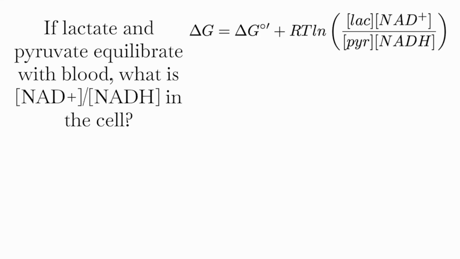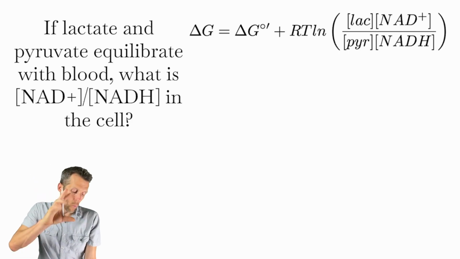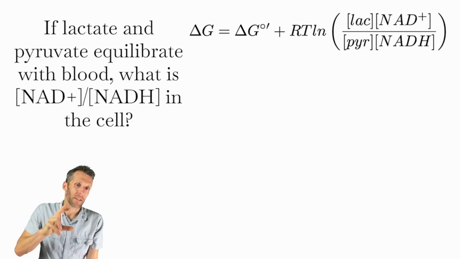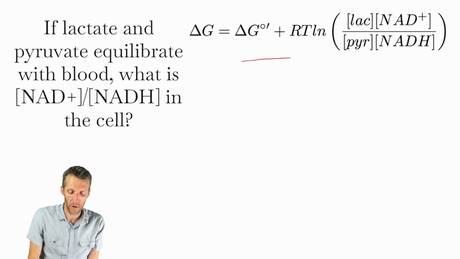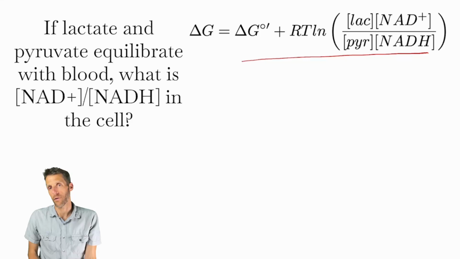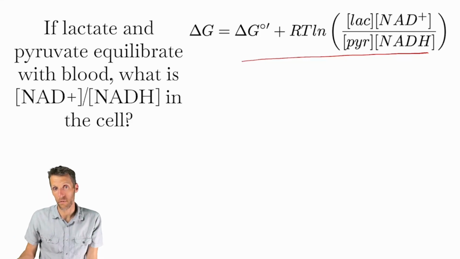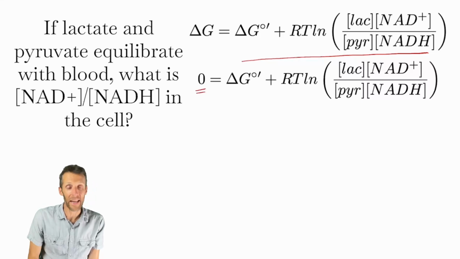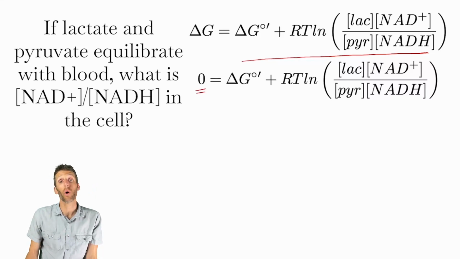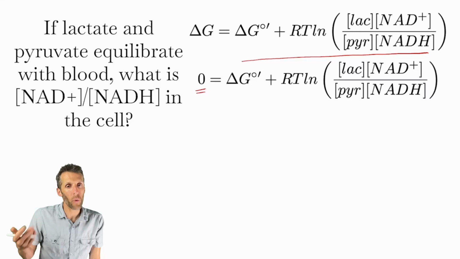Okay, so I'm going to do a simple exercise that is going to look like a lot of math, but it's pretty simple math. I'm going to ask the question, if lactate and pyruvate equilibrate in the blood, what is the NAD plus NADH ratio in the cell reflecting that? And so we're going to use this expression up here, which is our delta G equals delta G naught prime plus RT log of Q. And we're going to say that we're at equilibrium. We're going to let the system equilibrate. But remember, we're equilibrating with the blood.